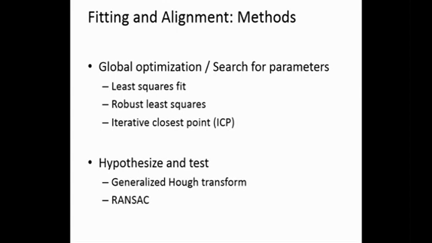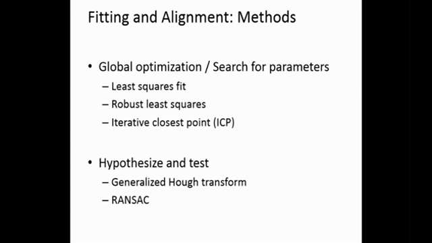We're going to talk about some global optimization methods, like least squares fit, robust least squares, and most likely next class we'll get to iterative closest point. These are just trying to directly solve for the parameters that best fit the data.